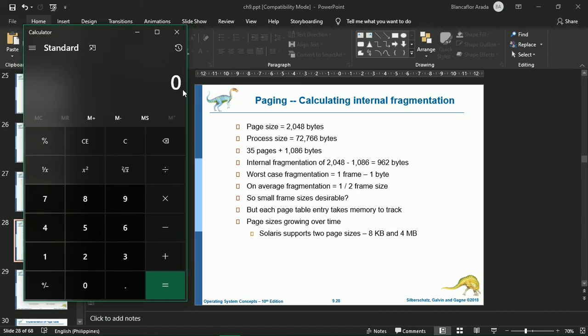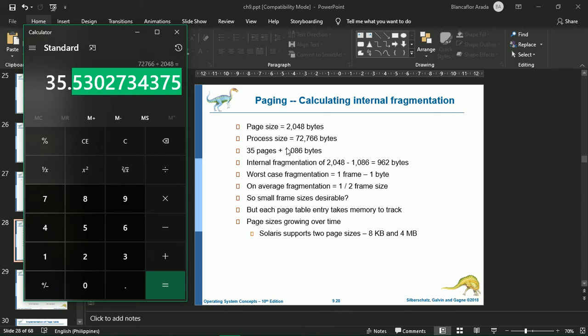Our page size is 2048 bytes and process size is 72,766 bytes. So, how many pages will we need? We divide 72,766 by 2048, so that's why it's 35 pages. And the decimal part, this is the remainder, the 1086 bytes.